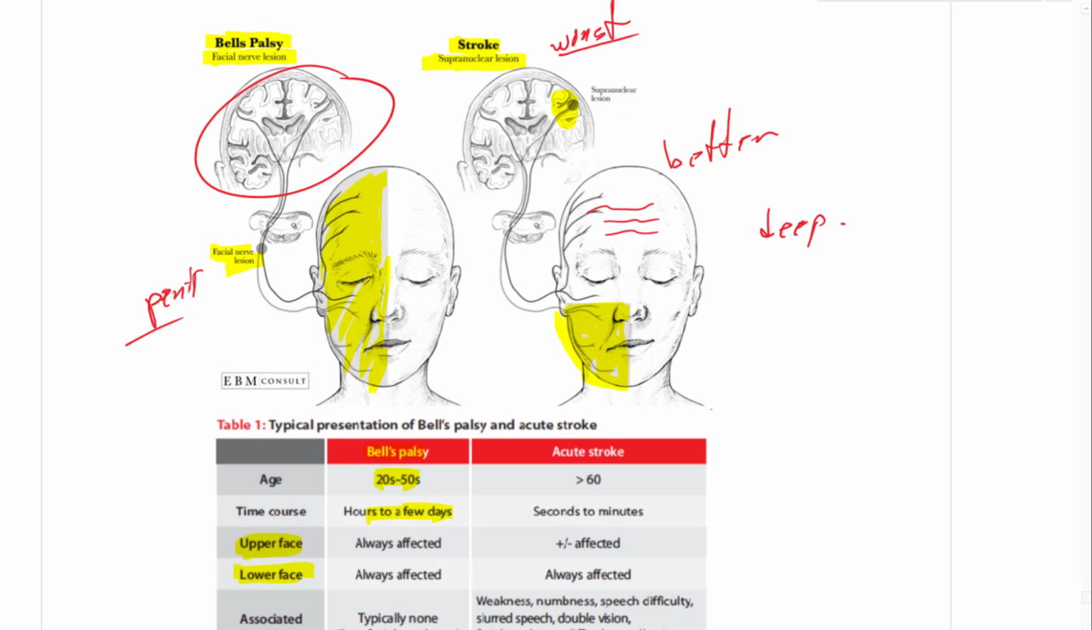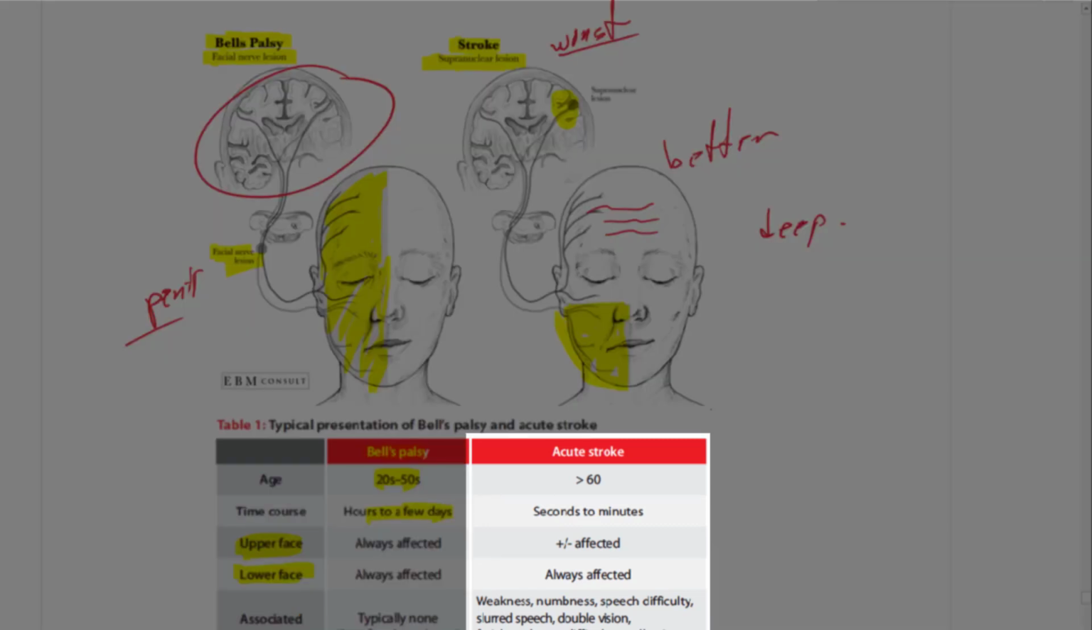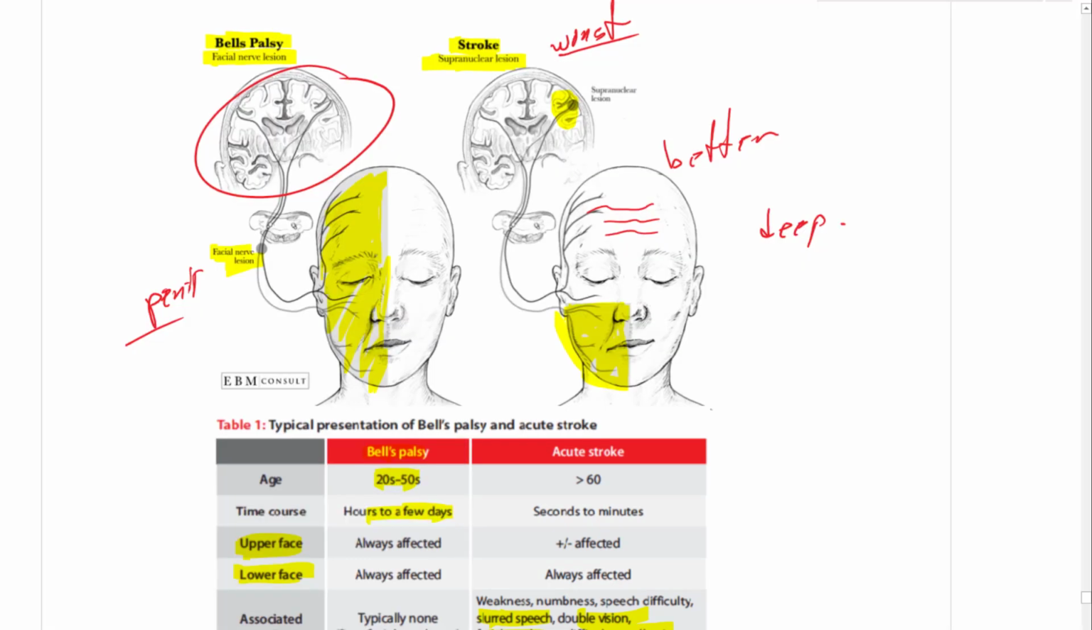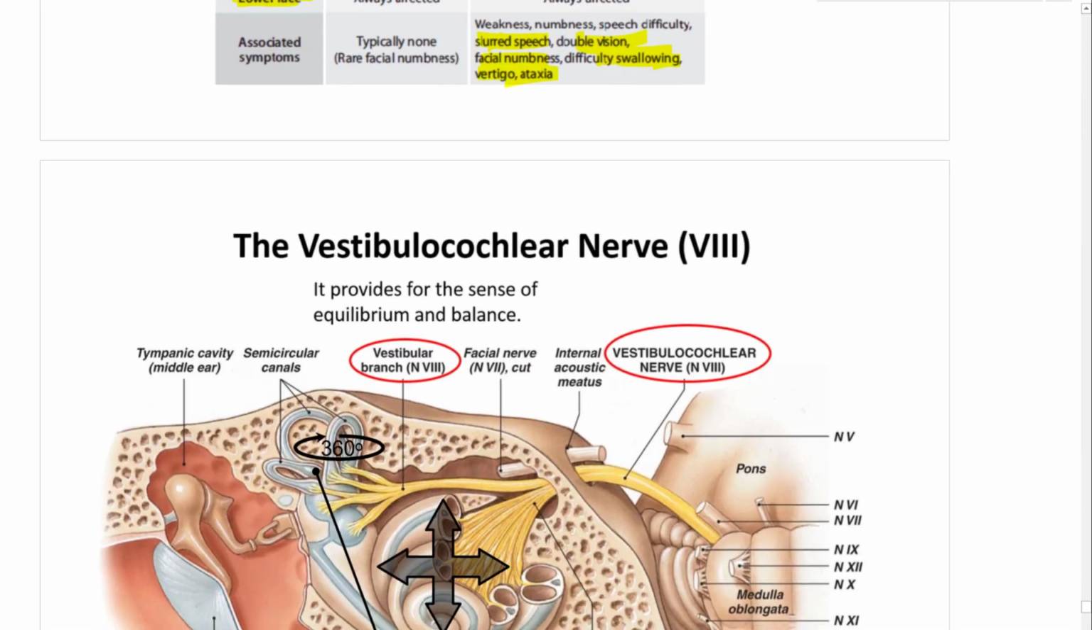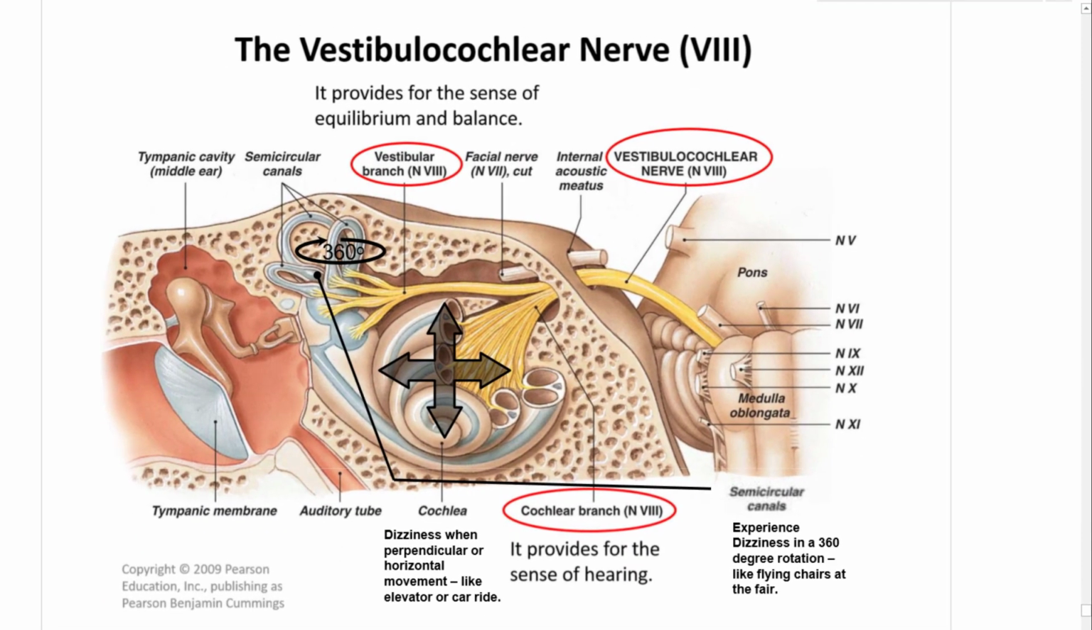So what other things can we see? Well, on the stroke, you have a slurred speech, double vision, facial numbness, difficulty swallowing, vertigo, and ataxia. So that is the difference between Bell's palsy and your stroke. Right? Stroke can come in 2 different flavors, right? It can be ischemic, hemorrhagic, or transient. Those are the main 3. Ischemic is when you have no blood flow, and of course the cell dies. Hemorrhagic is when you have too much blood flow and you damage the whole brain. And transient is that it can actually become hemorrhagic or ischemic.